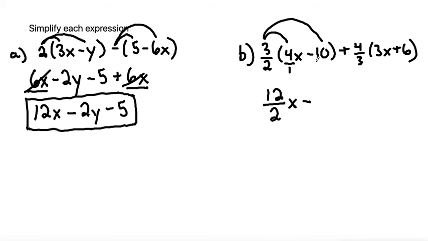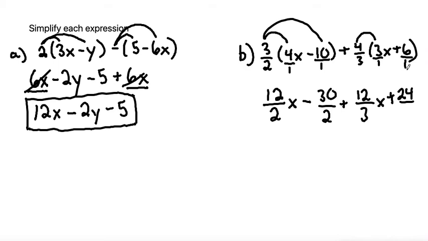We'll do the same thing for the minus 10. We'll write it as over 1. And then we just multiply the 3 times the 10. We get 30, and then 2 times 1 is 2. Following a similar pattern here, we'll multiply the 4 times the 3. We'll write the 3 over 1. 4 times the 3 is 12, and 3 times 1 is 3. X plus 4 times 6 is 24, and 3 times 1 is 3.